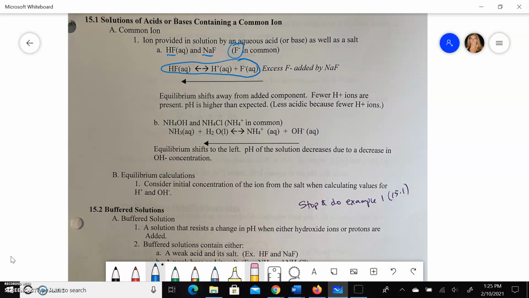So by adding some more F- from the sodium fluoride, based on Le Chatelier's principle, you're increasing the concentration of F-, and so it's going to shift to the left. As it shifts to the left, you're going to have fewer H+ ions because they're joining together to make HF. And as you have less H+, it means it's less acidic, and less acidic means a higher pH. So by adding a common ion, you can figure out which way it's shifting, and you can figure out what's going on with the pH.